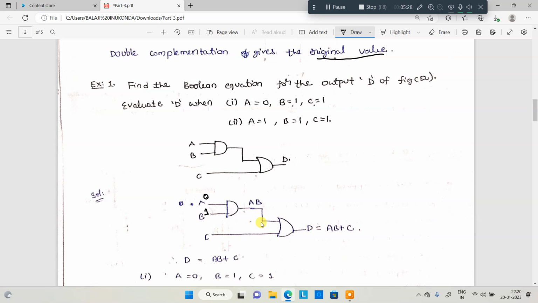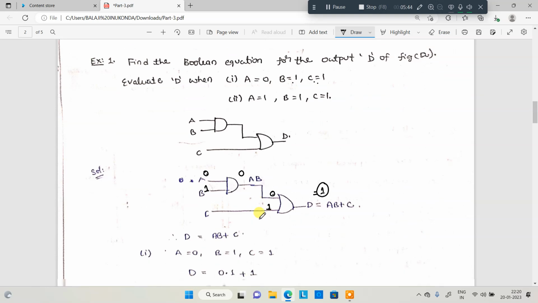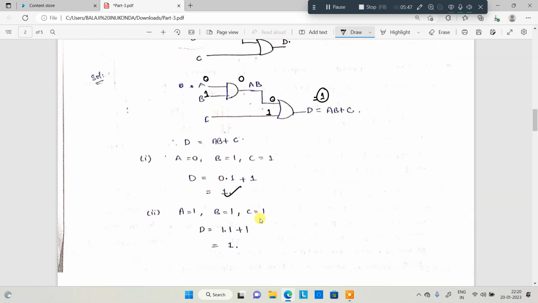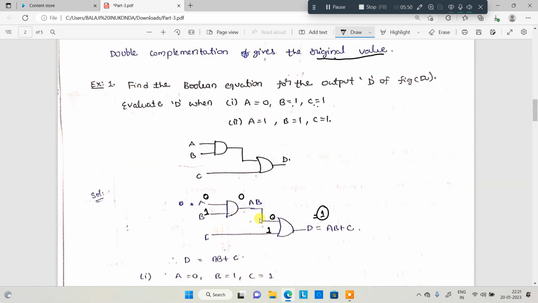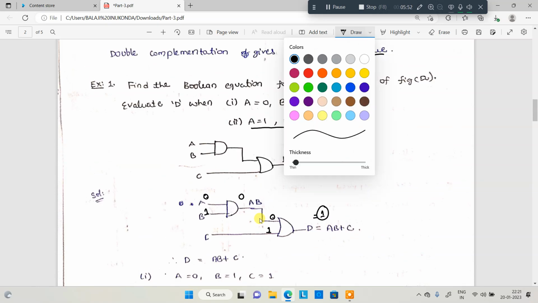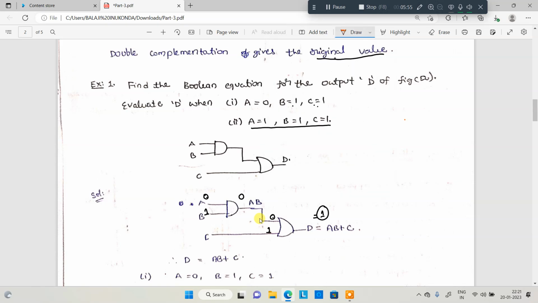A is 0 and B is 1, AND gate, 0 into 1 is 0, so 0 is present here. Next C is 1, and now it is an OR gate, 0 plus 1, which according to the OR gate is 1 only. So the output D is 1. Next, we move to the second case. Now A is equal to 1 and B is equal to 1. Whenever both are 1 and 1, the AND gate value is 1.